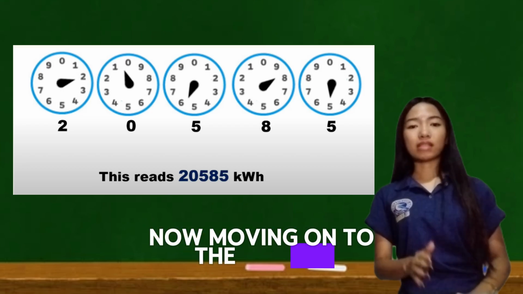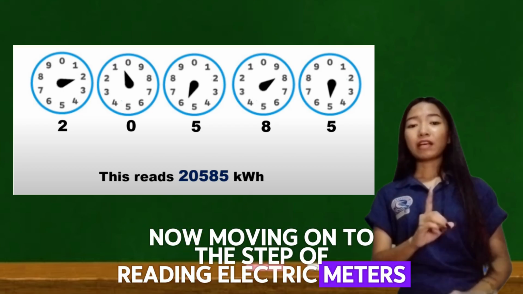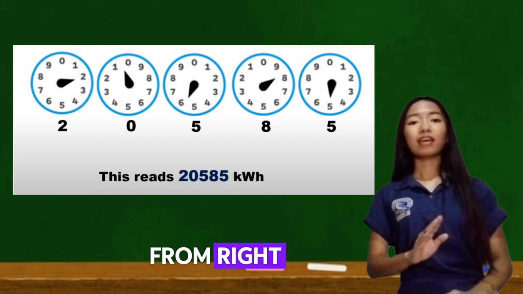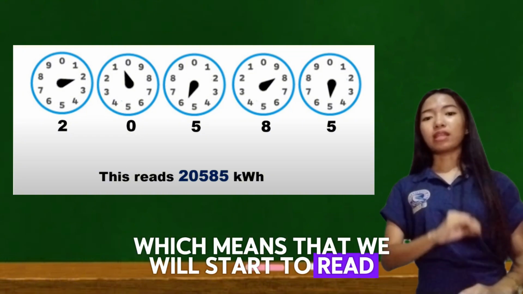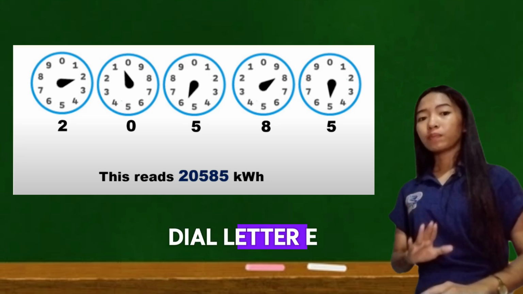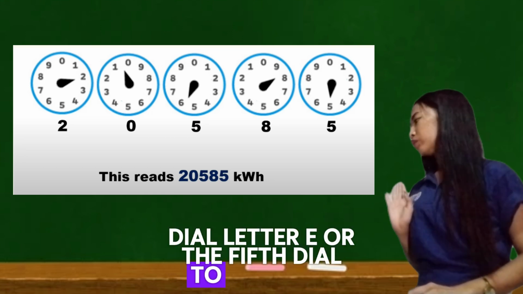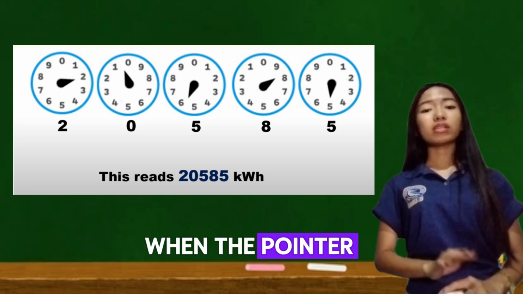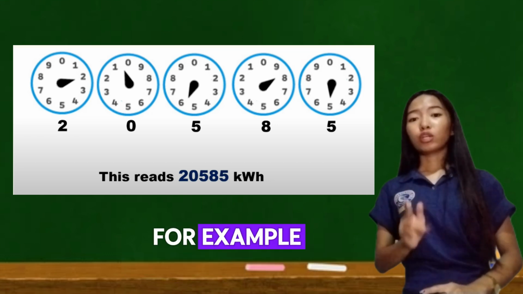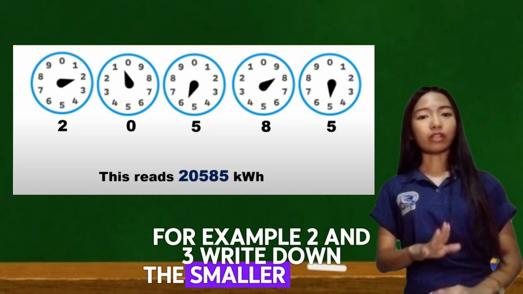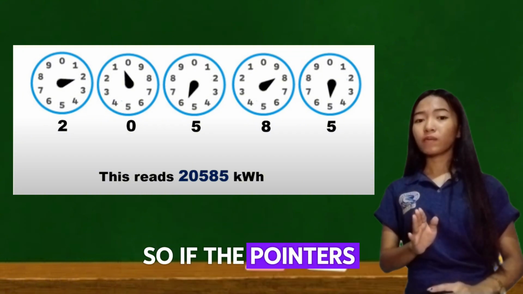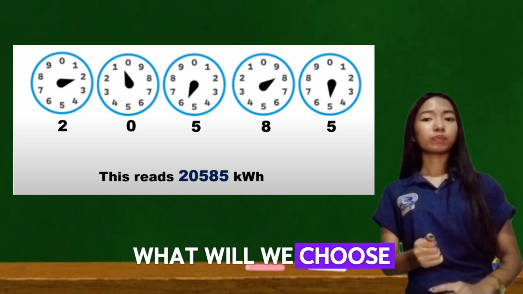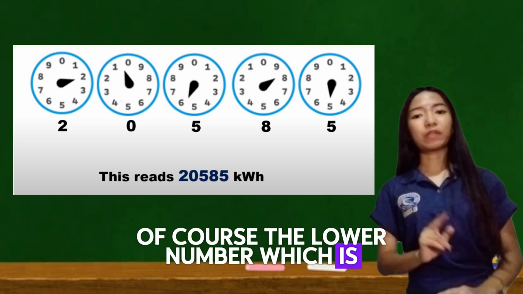Now, moving on to the steps of reading electric meters. First things first, you start reading the numbers pointed to by the arrows from right to left, which means that we will start to read dial letter E, or the fifth dial, up to the first dial. The second one is that when the pointer is between two numbers, for example 2 and 3, write down the smaller number. So if the pointer is between the numbers 2 and 3, what will we choose? Of course, the lower number, which is the number 2.